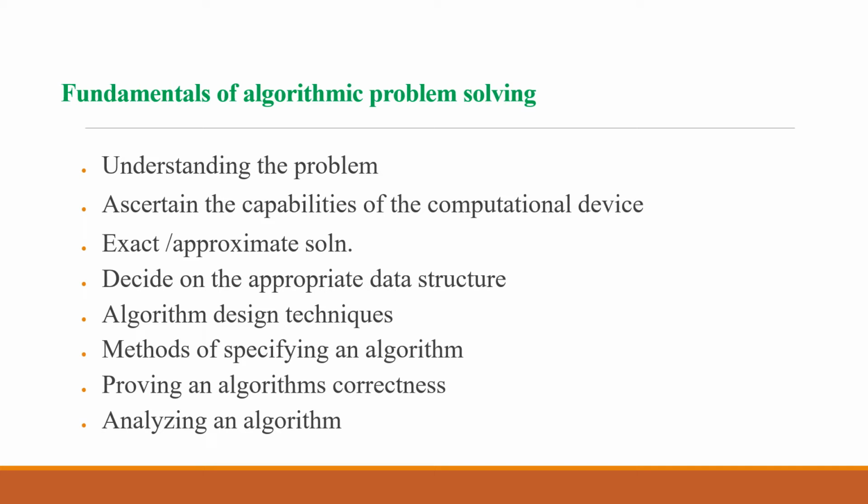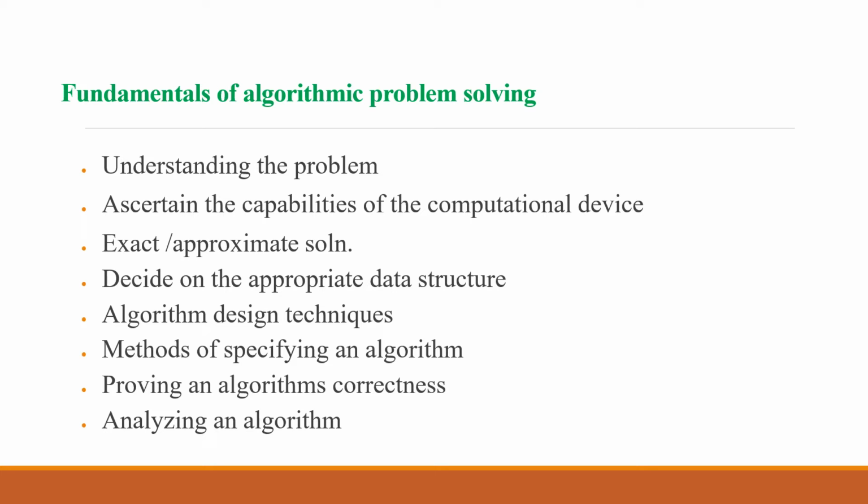Then we go to the next method, methods of specifying an algorithm. There are mainly two options for specifying an algorithm: either natural language or pseudocode. Natural language is written only in English statements. Pseudocode is a mixture of natural language and also programming language constructs.